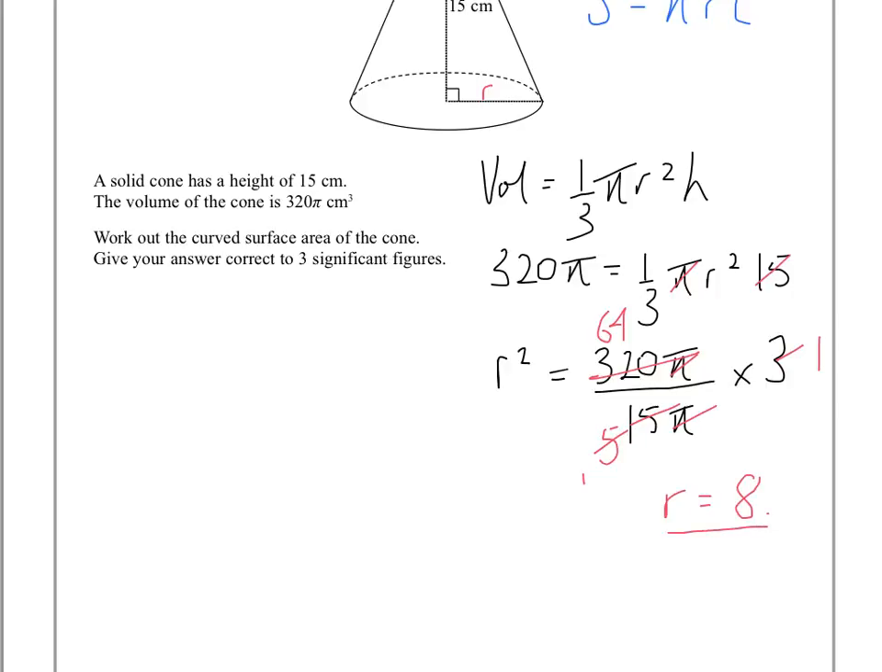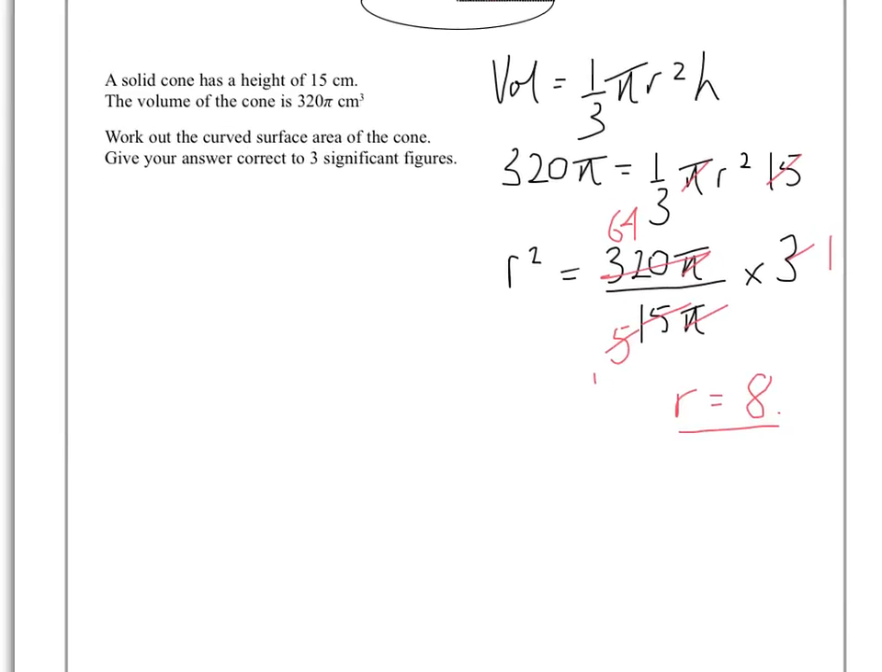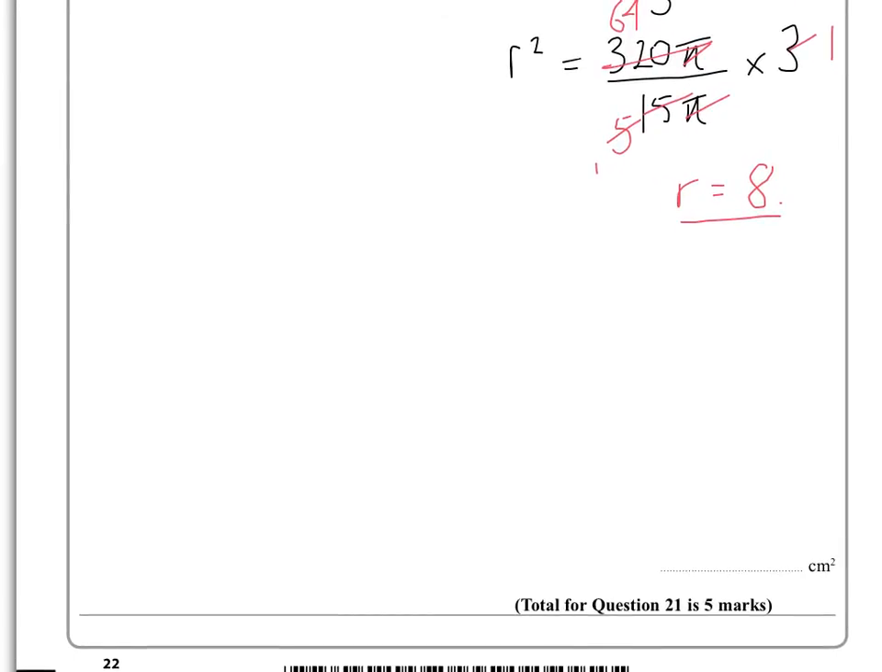So now that we know what r is, we can work out L using Pythagoras, because what we have here is a right angle triangle. We know r, and we need to work out essentially the hypotenuse. So we say L squared equals 15 squared plus r squared, which is 8 squared. That means L squared equals 289, therefore L equals the square root of 289, which is 17.